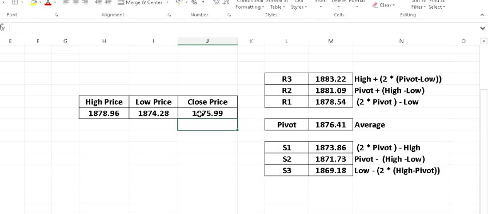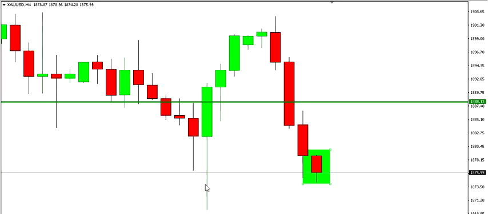Okay, so automatically the Excel sheet will calculate the new values. The most important value is that of the pivot. Okay, and it is good for us to check the pivot of the monthly, weekly, daily, and 4-hour time frames. You check and then compare how prices have moved and reacted to these pivot points.